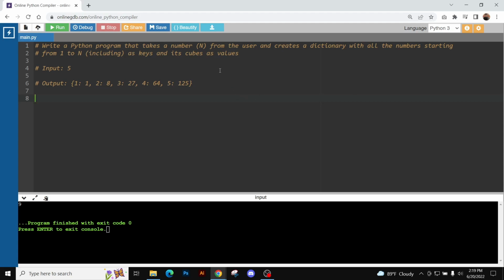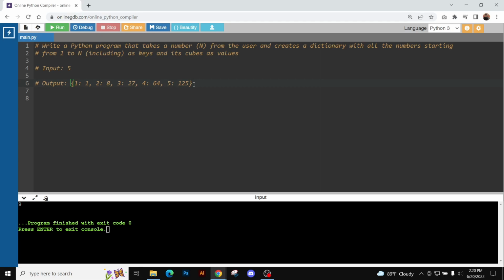Let's say we have taken input 5. That means we have to take 5 inputs as keys. The keys will be 1, 2, 3, 4, 5, and the value will be the cube of it. That is, for 1 it's 1, for 2 it's 8, for 3 it's 27, for 4 it's 64, and for 5 it's 125.